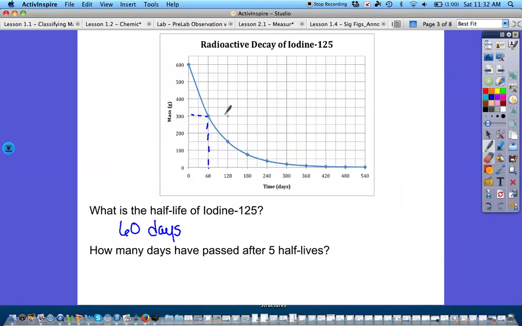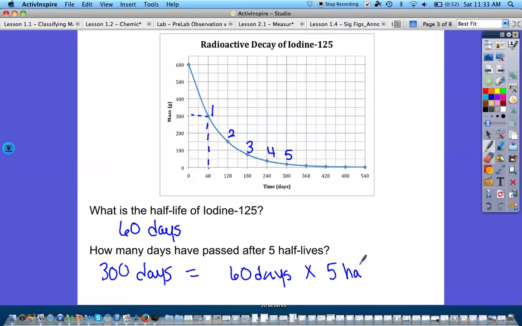So we can see 60 more days. So this is first half-life, second half-life, 60 more days, third half-life, 60 more days, fourth, and 60 more gets us to our fifth half-life, which is 300 days. But say you don't have a graph, but you know how long one half-life is, and you know how many half-lives have passed. So you can take the 60 days for one half-life, times the number of half-lives, which is 5 half-lives, and you will get 300 days as well.